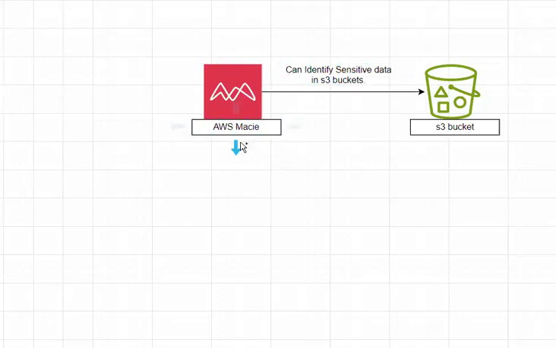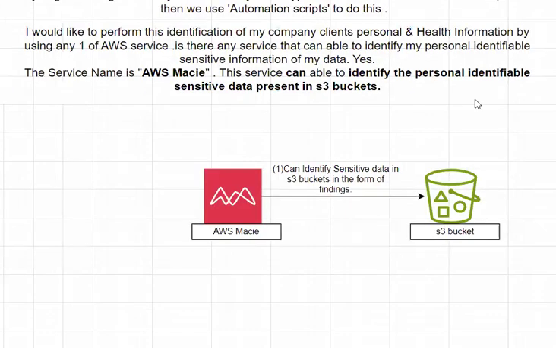So by using Macie, we can identify sensitive data present in an S3 bucket, and it produces the result in the form of findings. So after identifying sensitive data present in my S3 bucket or S3 buckets, it can produce findings. By using those findings, we can see whatever sensitive data is present in our S3 bucket, right?